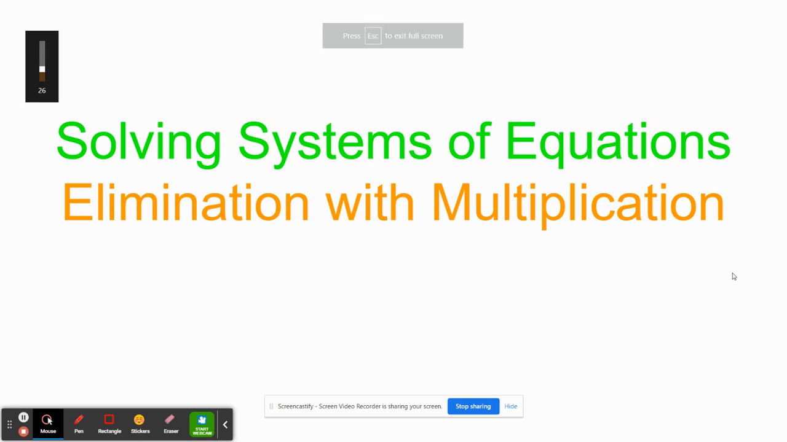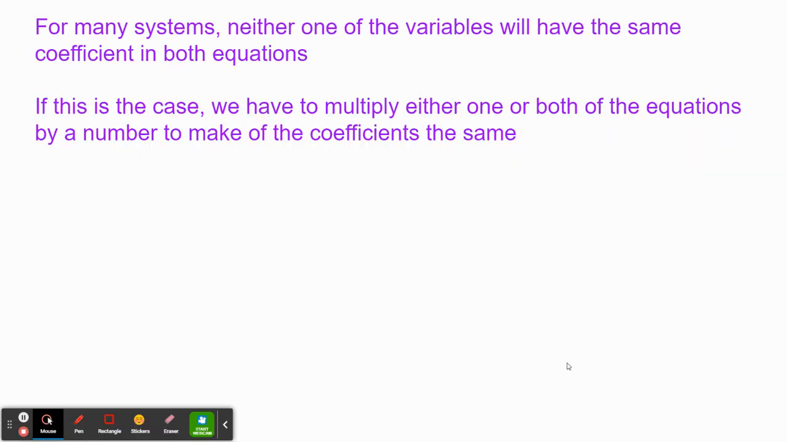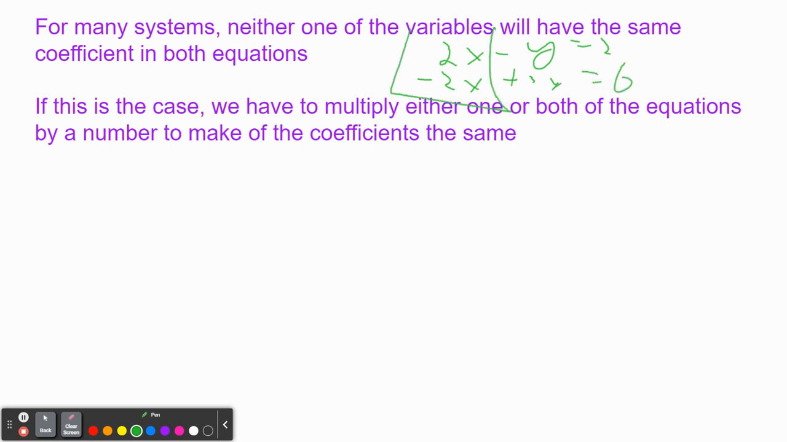Another video on elimination, but this one with multiplication. Let's take a look. For many systems, neither one of the variables will have the same coefficient in both equations. We've been seeing a lot of, like, 2x minus y equals 2, and then negative 2x plus 3y equals 6, or something like that. And it's pretty obvious what you should do with elimination. Either the same coefficient or the opposite coefficient, 2 and negative 2.